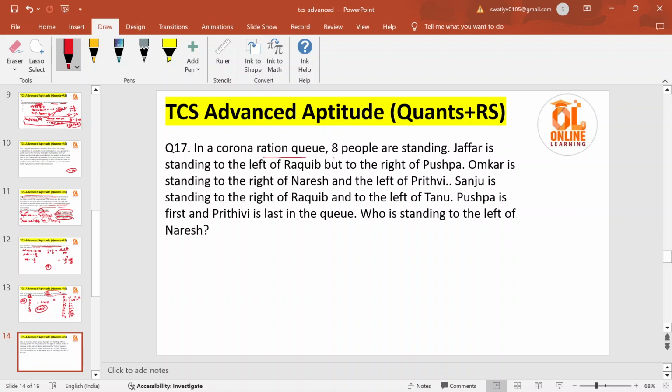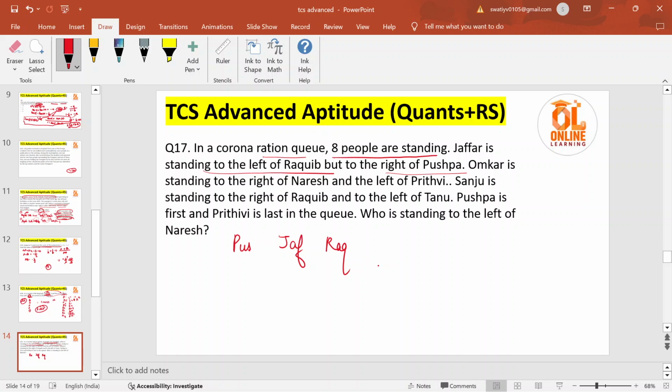In a Corona ration queue, there are 8 people standing. Zafar is standing to the left of Rakib. If I say Jafar is this and Rakib is this, then this is the correct position, because Jafar is standing to the left of Rakib, but to the right of Pushpa. But to the right of Pushpa, what does that mean?